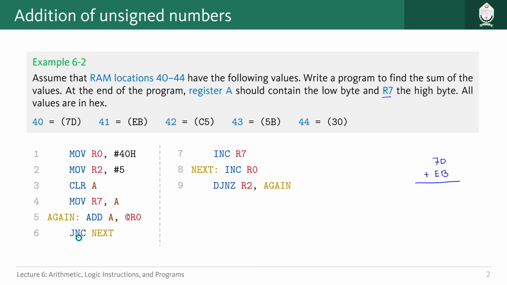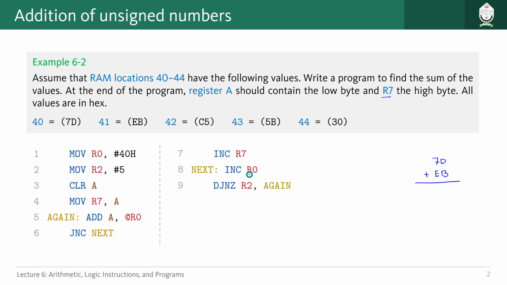Okay, jump if not carry. So if there is no carry then we can move to this line, but if there is any carry then we have to go to the next line, which is this one, so we have to increment the value of R7. So if there is any carry, R7 has to be incremented by 1, as I said before, and if not then we can skip this command and go to the next one, which will increment the RAM location, which will increment the value of R0 which is containing the RAM location, so from 40 to 41.